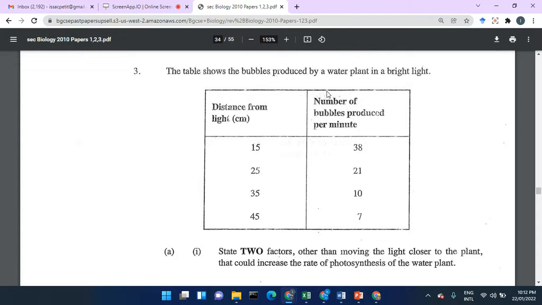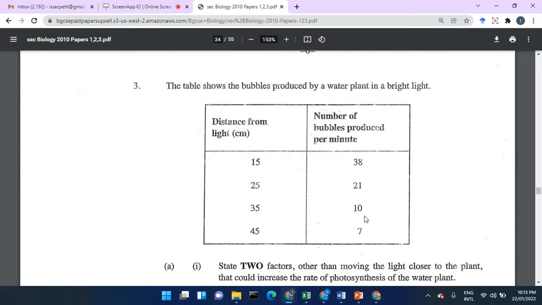This is telling us that when the water plant is 15 centimeters from the light, the number of bubbles produced per minute is 38. Now, when we move the plant further away, to 25 centimeters away from the light, the number of bubbles produced per minute is actually 21. If we pull the water plant even further away, to 35 centimeters, the number of bubbles produced goes lower again, to 10 bubbles per minute. And if we pull it all the way to 45 centimeters away from the light, the number of bubbles produced per minute goes even lower, to 7 bubbles per minute.